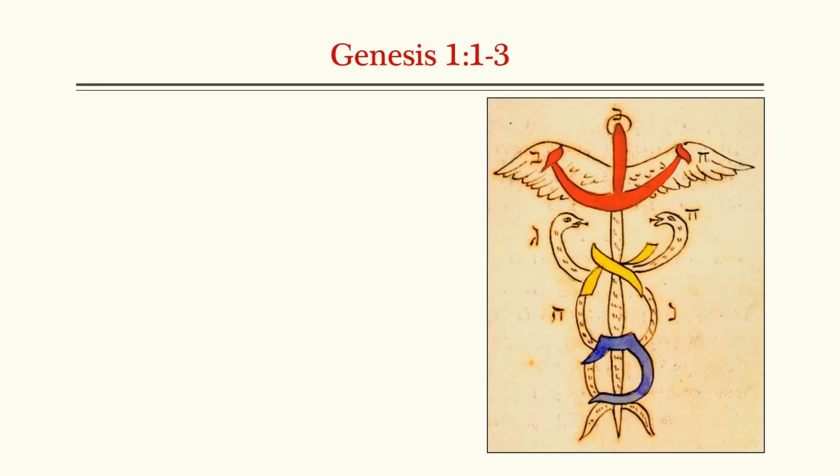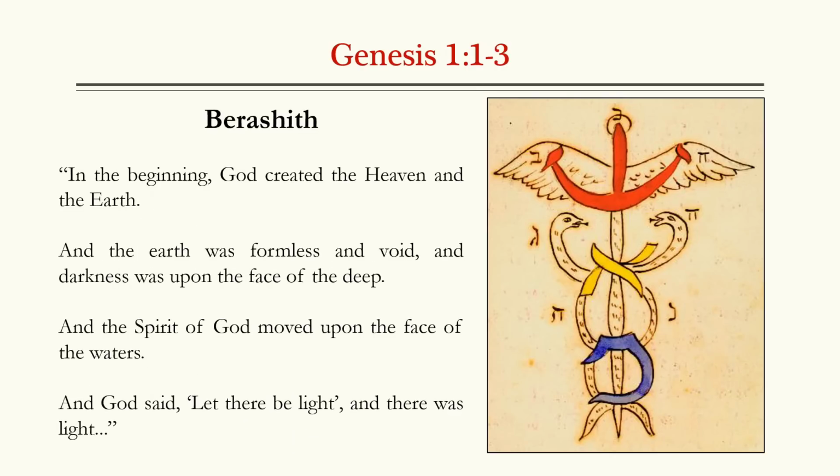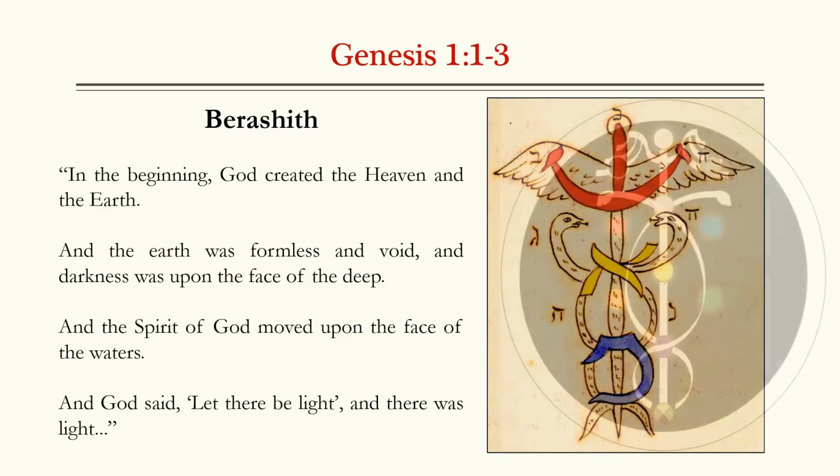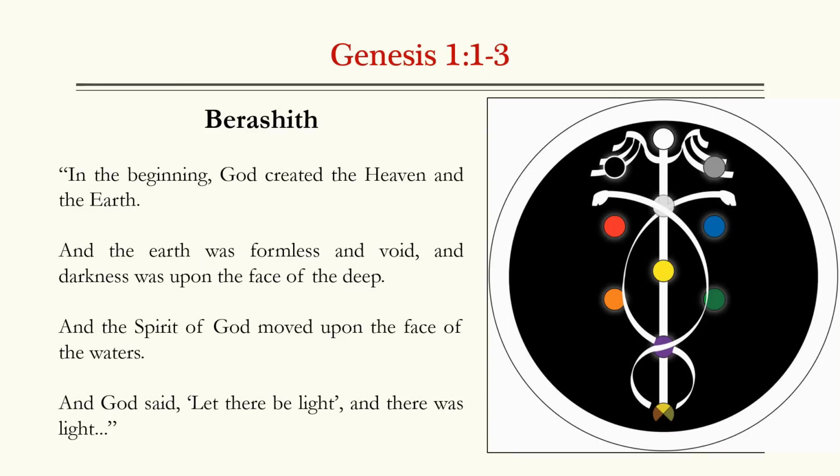One thing we touched upon last time was Genesis 1 to 3, the first book of Genesis, Bereshit. In the beginning, God created the heaven and the earth was formless and void, and darkness was upon the face of the deep. And the Spirit of God moved upon the face of the waters, and God said, "Let there be light," and there was light. We explained this through the use of the 3 mother letters, the fire above, the waters below, the air in between.